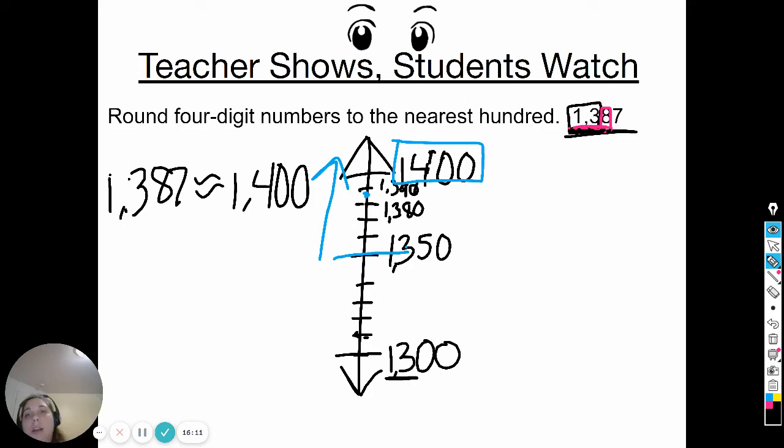You'll notice that in all the times we're rounding, these last two digits are always going to both be zeros because our top number and our bottom number both end in those double zeros.